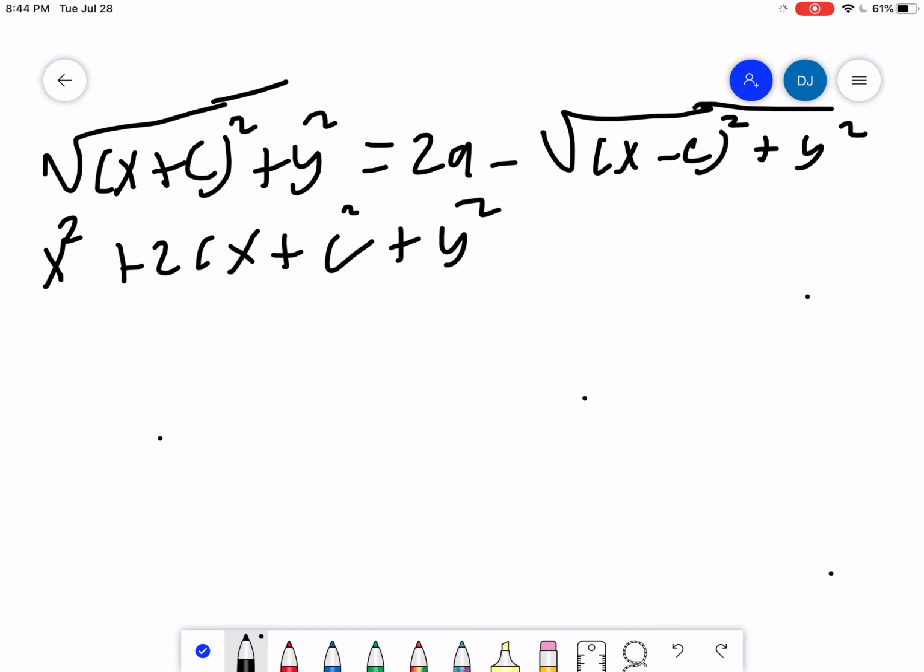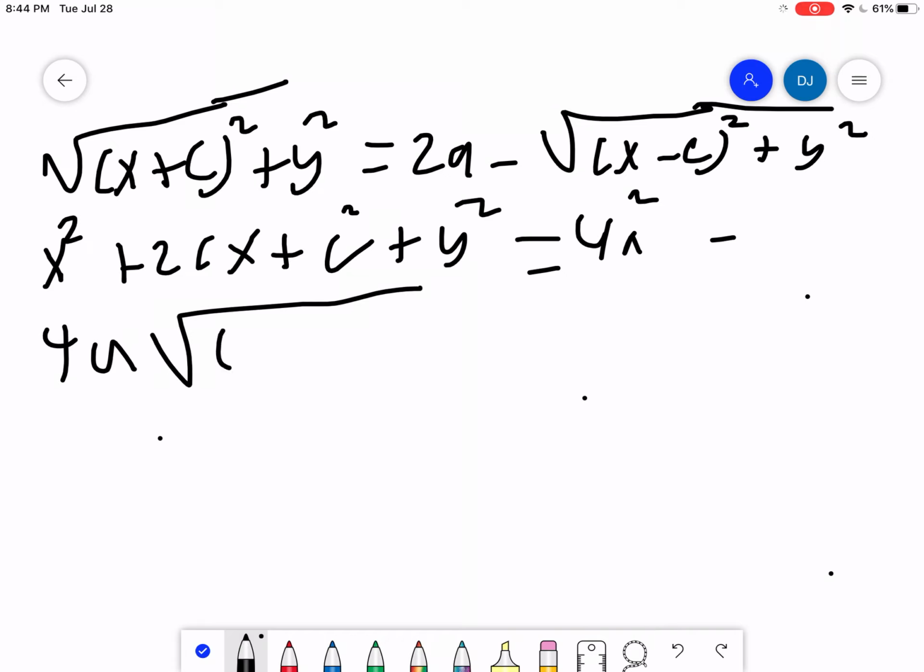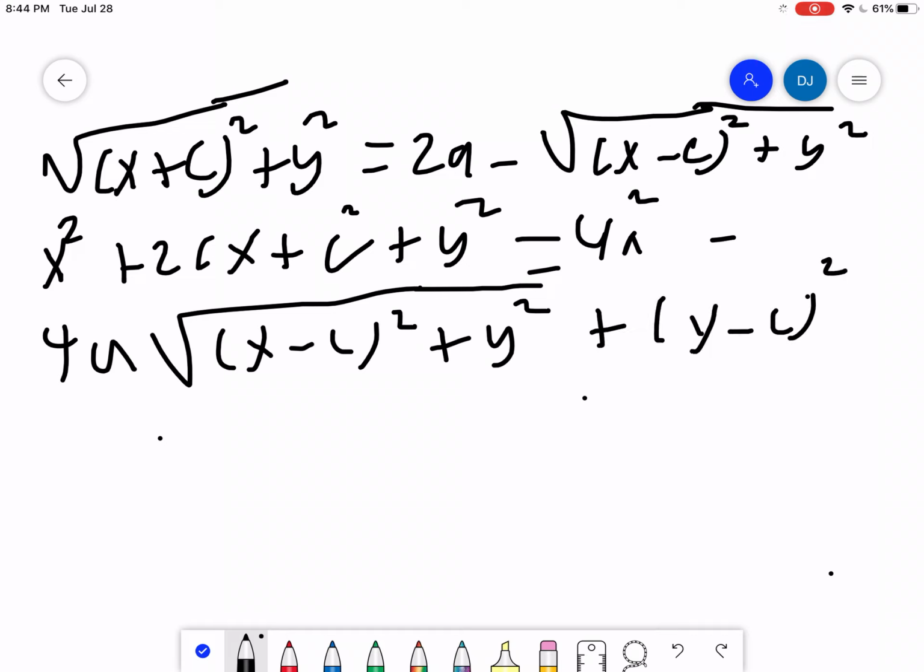So if we expand all these binomials, we get 4a squared minus 4a times the square root of x minus c quantity squared plus y squared plus x minus c quantity squared plus y squared. And you might be worrying about how we're going to have room. Well, I actually memorized this derivation by heart, so don't worry about that.